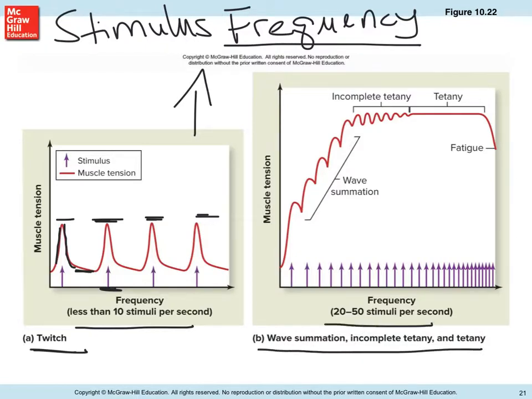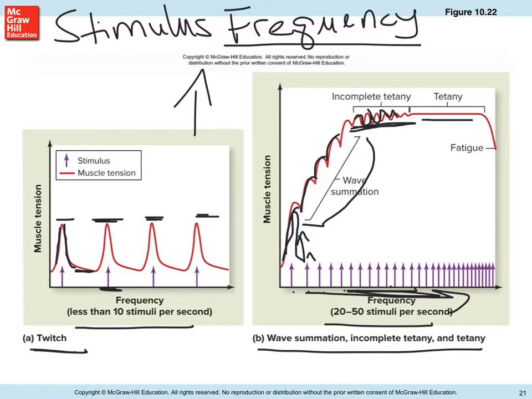But if you increase the frequency, then you can see some changes. As you go on here, you're applying faster, faster, faster. Initially, the first change you see is wave summation. So instead of the twitch occurring and going back down, the twitch occurs, and then you get a stimulus before it gets to relax, and you get a higher tension, and then another stimulus before it relaxes, and higher, and you just keep increasing. If you increase the frequency enough, then the tension gets closer and closer, and eventually it fuses, and that's the tetany. If you continue, then you would get fatigue occurring.